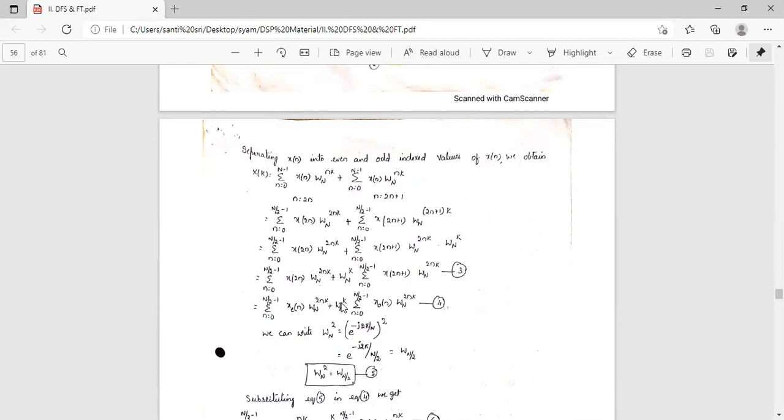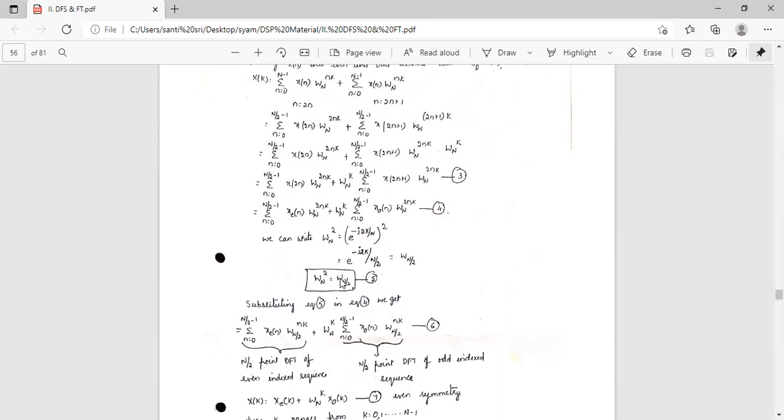Or we can write this as x_e of n into W_N power 2nk plus W_N power k into sigma n equal to 0 to N by 2 minus 1 x_o of n into W_N power 2nk. That is equation number 4. Right, we can write W_N power 2 is nothing but e power minus j 2 pi by N whole power 2, or it is nothing but e power minus j 2 pi by N by 2, or we can write this as W_(N by 2). So W_N power 2 is equal to W_(N by 2). That is equation number 5.